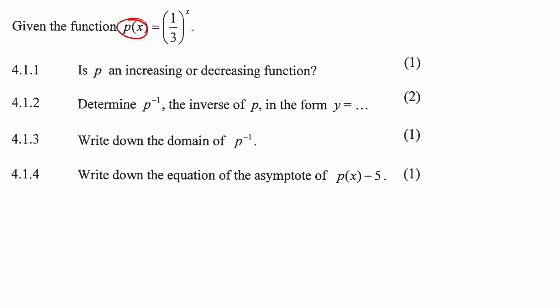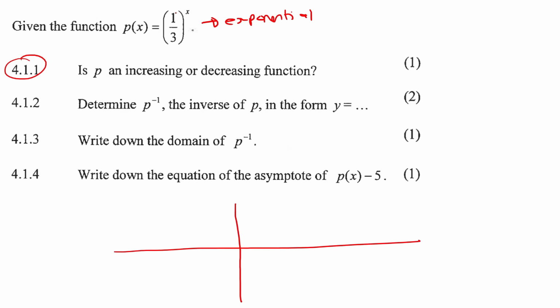Given the function p is equal to (1/3)^x, you should immediately know that this is exponential. Okay, and then it says, is p increasing or decreasing? A lot of learners will tell me, because this is a fraction, that it's automatically decreasing, and they'll say it's automatically going like this. But it's not correct to say that because it's a fraction. I could give you a fraction like f of x is equal to (9/8)^x, and guess what? This one is actually increasing.